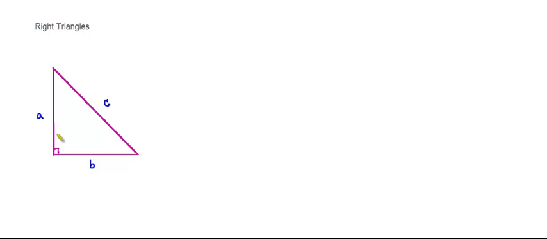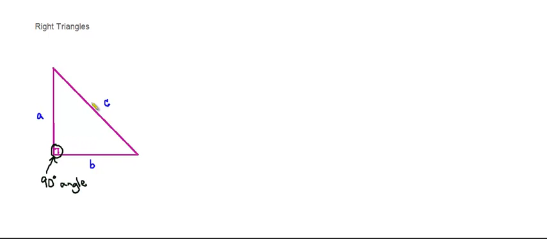Here we have a right triangle, and when you have a right triangle, you always have a right angle, or a 90-degree angle. And this is usually denoted by this little box here, which lets you know that it is in fact a right angle. Otherwise, you may not know for sure. It could be 89 degrees, it could be 91 degrees, so you need this little box here to let you know that it is in fact a 90-degree angle.